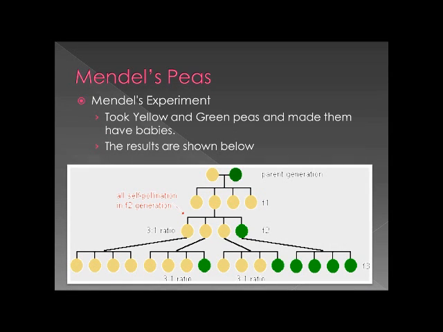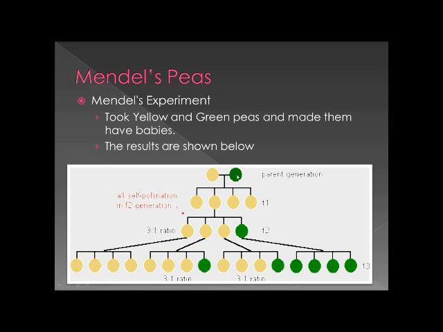So, here's how Gregor Mendel did it. Gregor Mendel took a very basic experiment. He took yellow and green peas and he basically made them have babies. And this is a sample result of what he had. So he took yellow peas and green peas and had them have babies. What he discovered is when he did that, all the pea babies were yellow. Well, that was interesting. So he kind of wondered why that was.